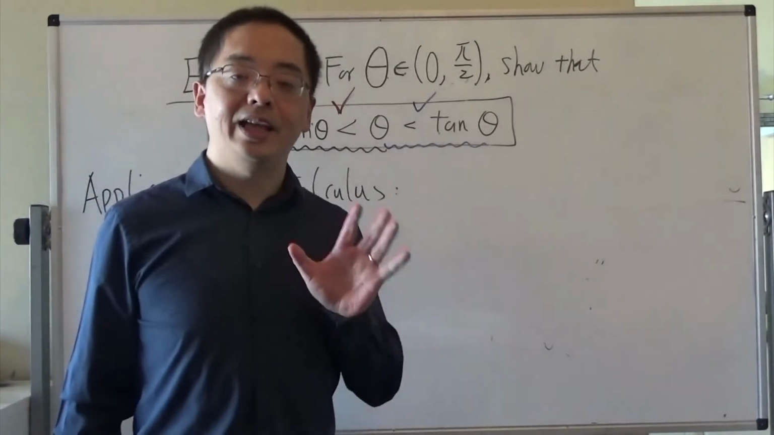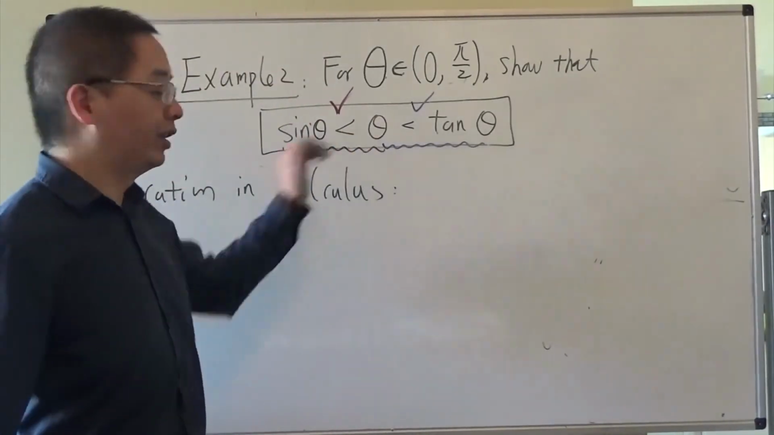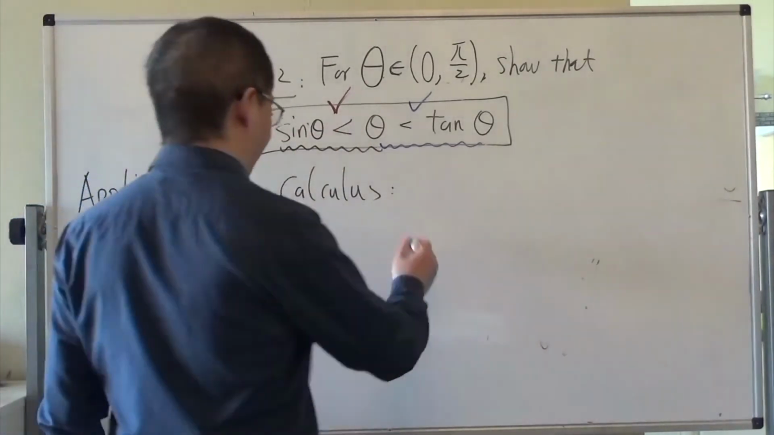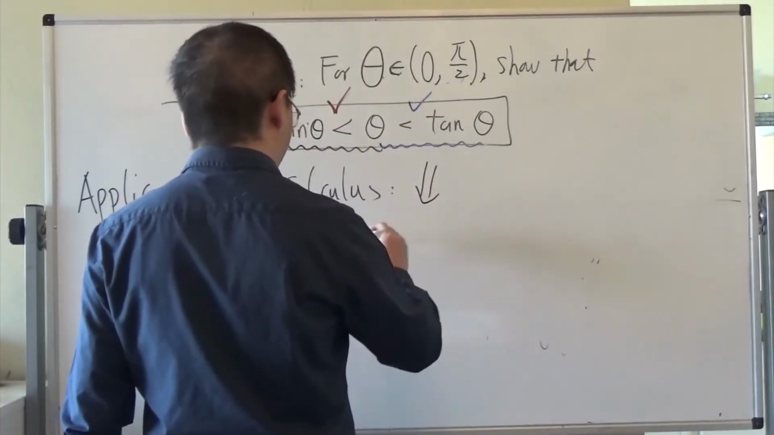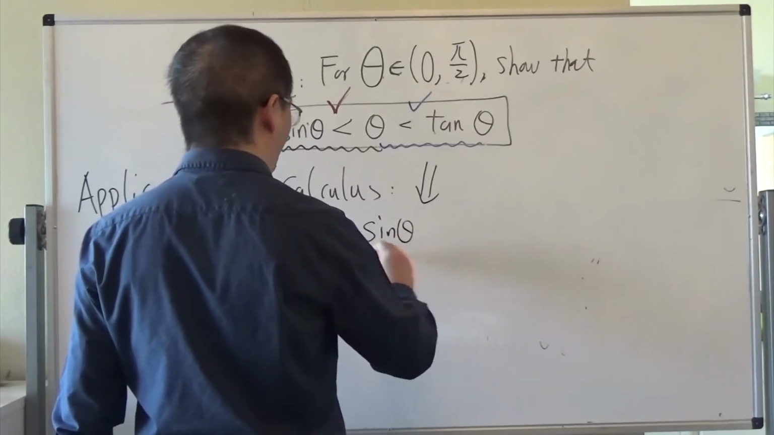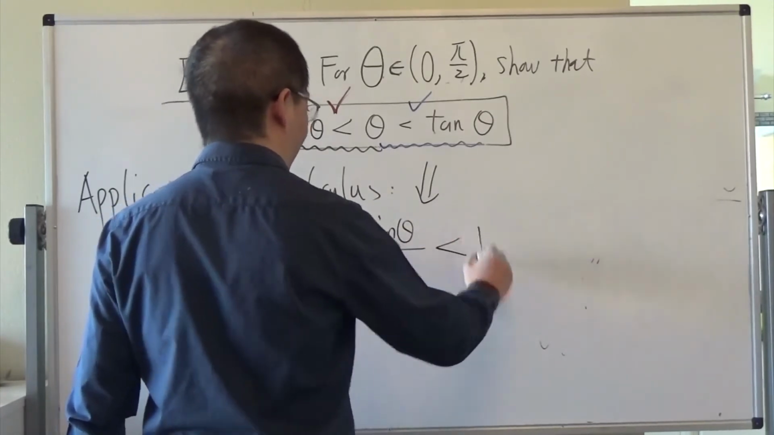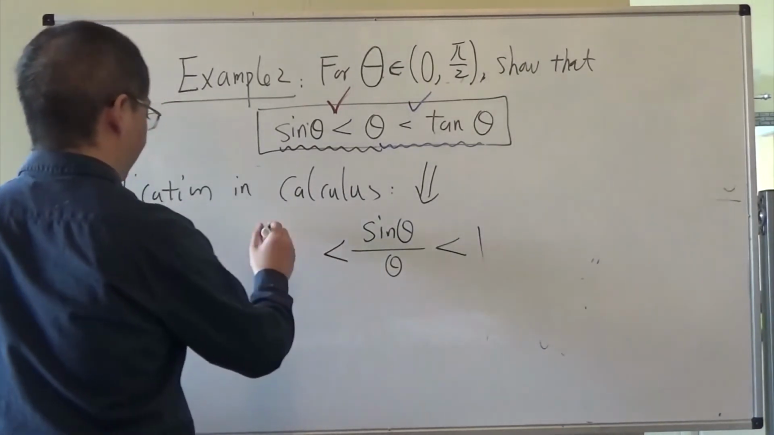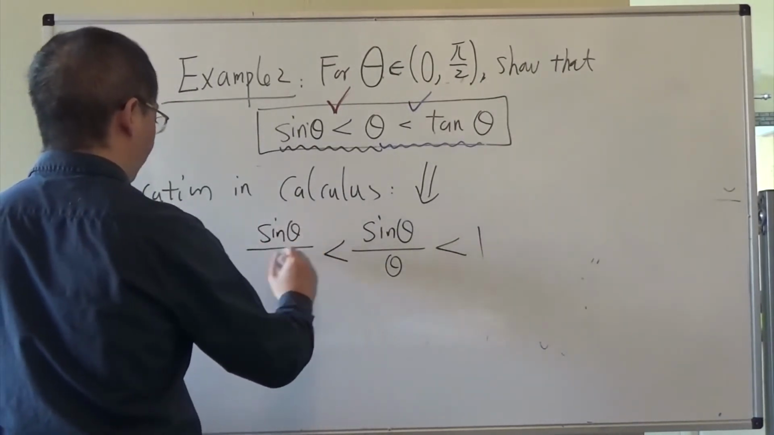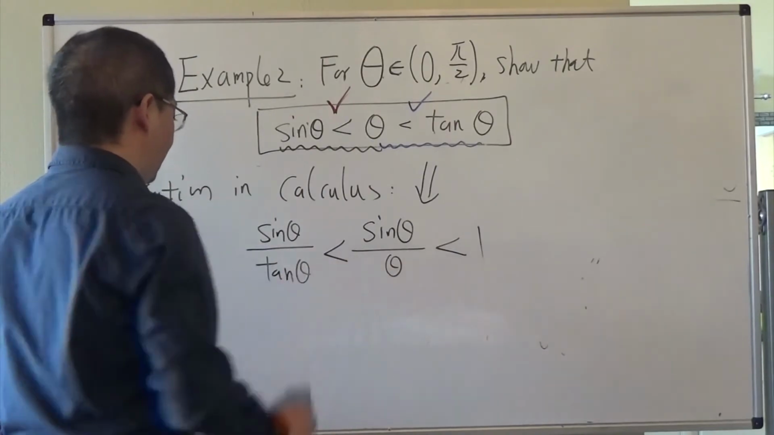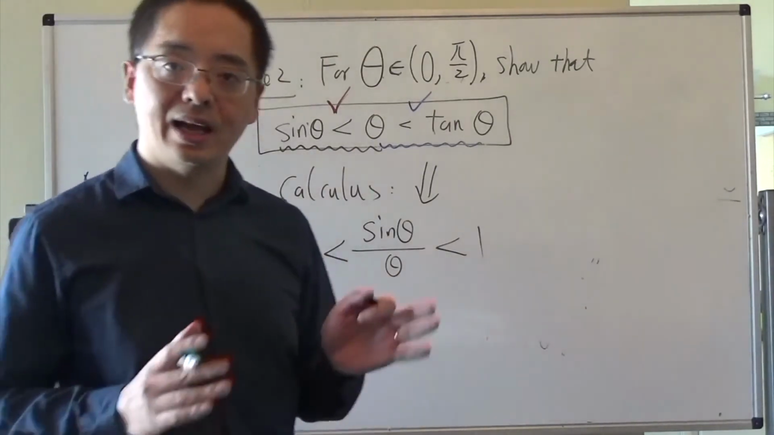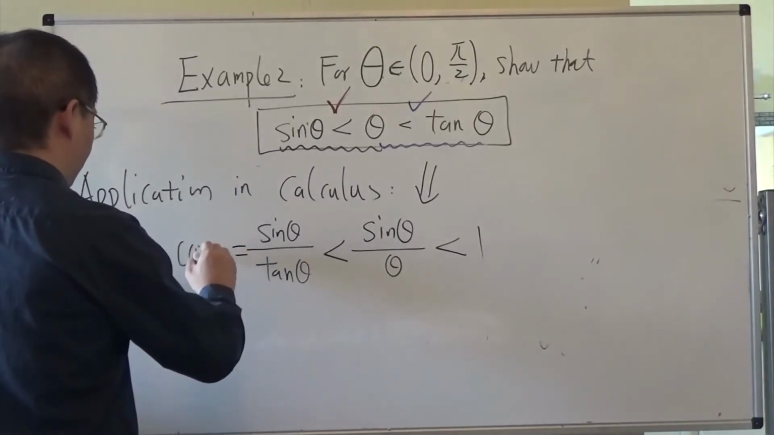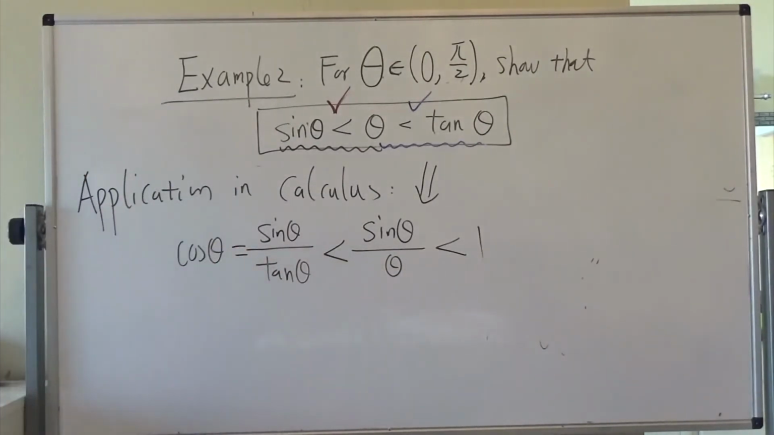Now, let's see an important application of this inequality in calculus. From this inequality, I can derive that sine theta over theta is less than 1 when theta is between 0 and pi over 2, and is bigger than sine theta over tangent theta. If you recall, tangent theta is sine theta over cosine theta, and this ratio equals cosine theta, right?